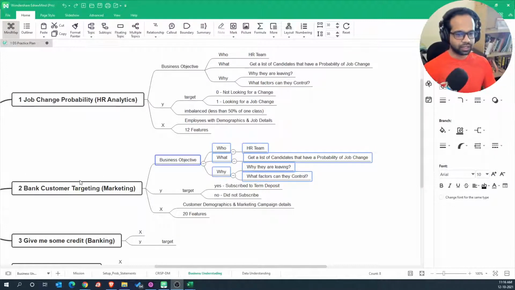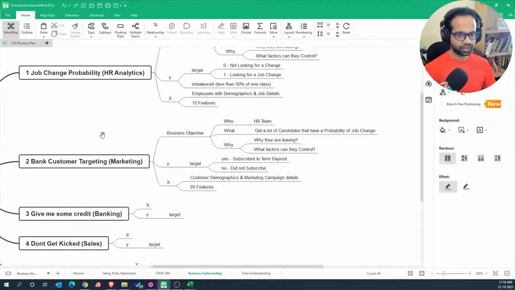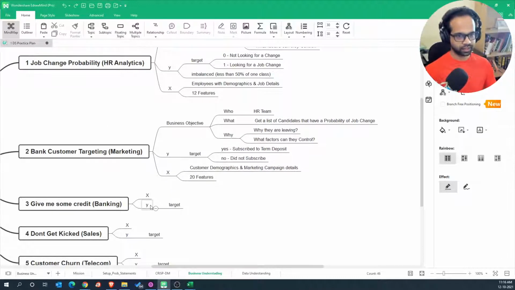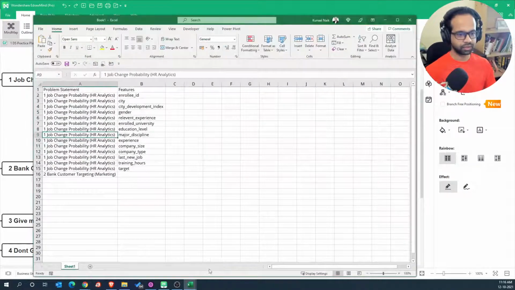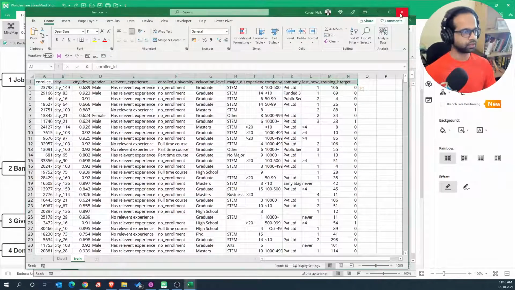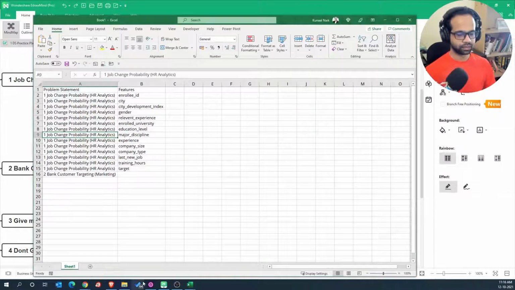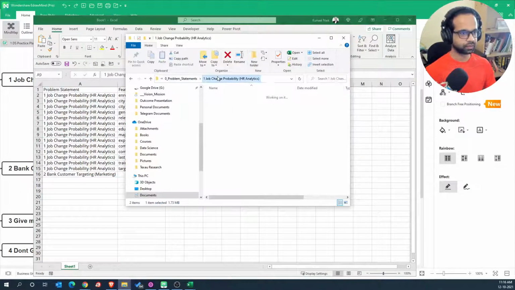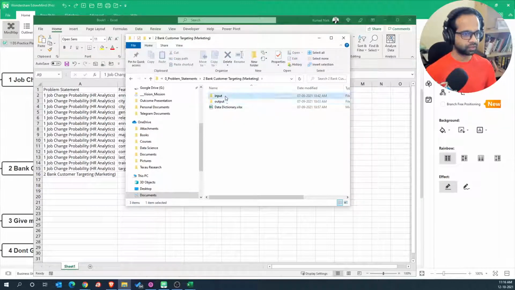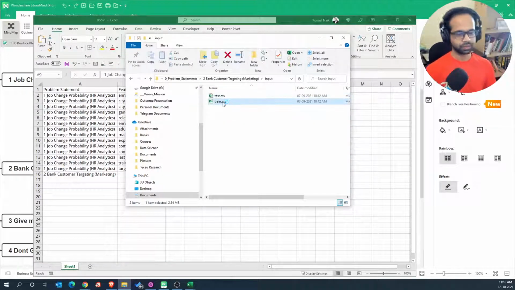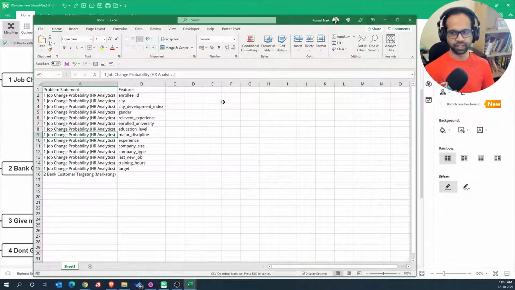Cool. So let's look at the business objective for the bank customer targeting data. And again, we're going to do who, what, why for the business objective. And so let's see that particular data. Now I'm going to close this one and go to the next one. Okay, it's good to solve multiple problems at one time. You get a perspective that you wouldn't otherwise get.